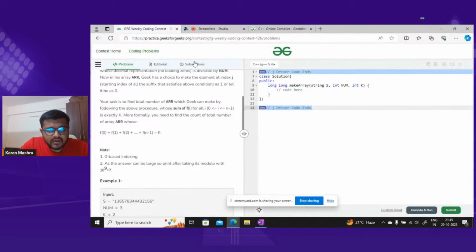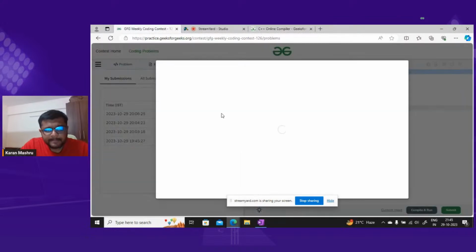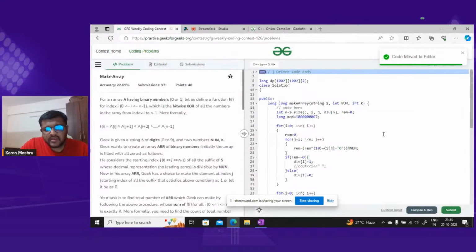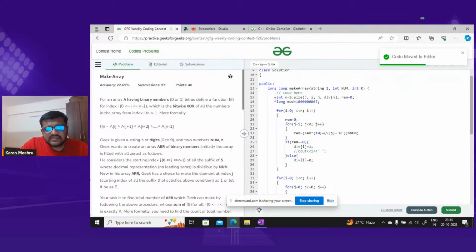So if we look at the code, what I have done is I have taken n as the size of the string, then I have taken one division array and one remainder. Okay, and I have taken mod as 10 to the power 9 plus 7. Now first of all I want to fill this division array. Okay, so how can I fill that?